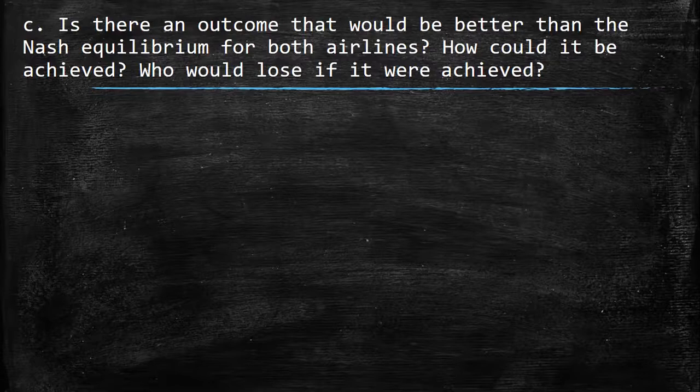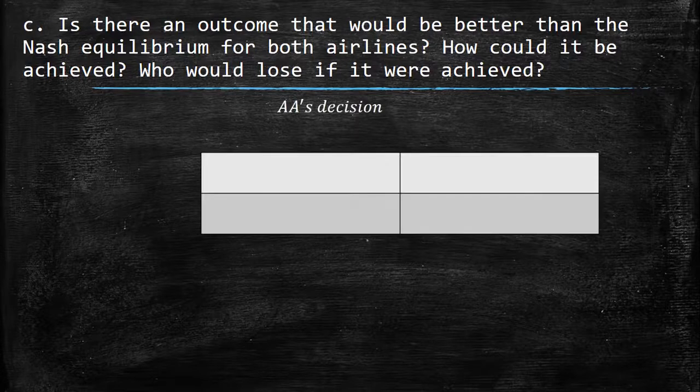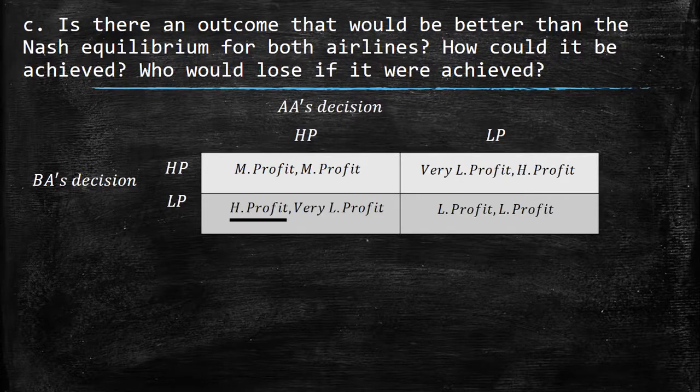Is there an outcome that would be better than the Nash equilibrium for both airlines? How could it be achieved? Who would lose if it were achieved? So here is the case. We already realized that it should be definitely better. They should be definitely better, medium profit, right? They will be better because they will have more profit. Who should be worse?